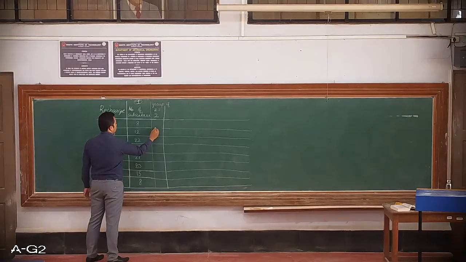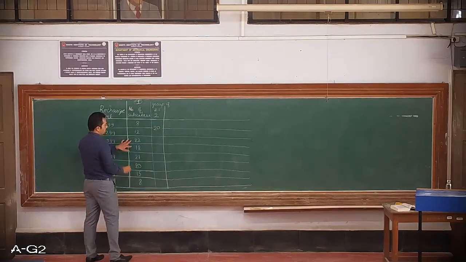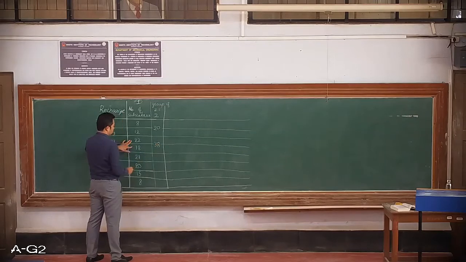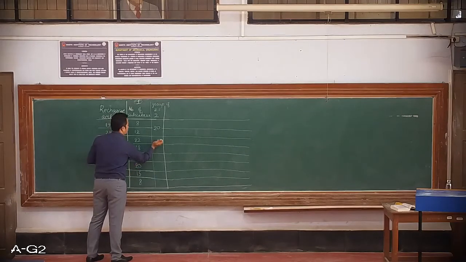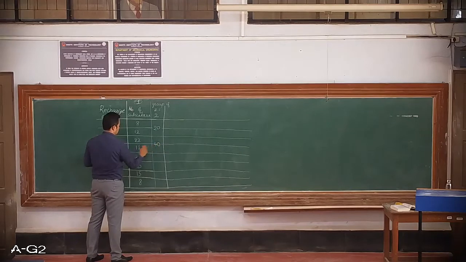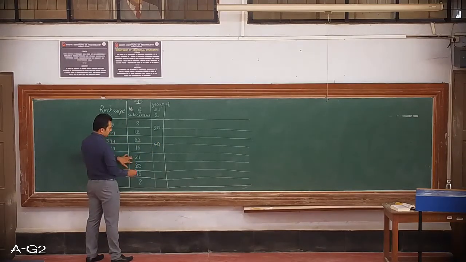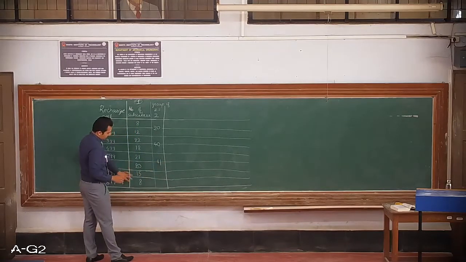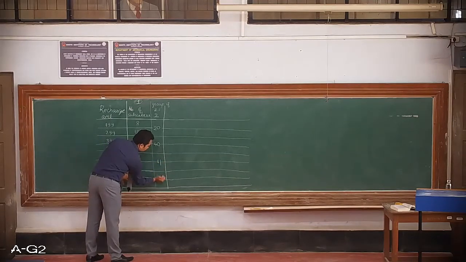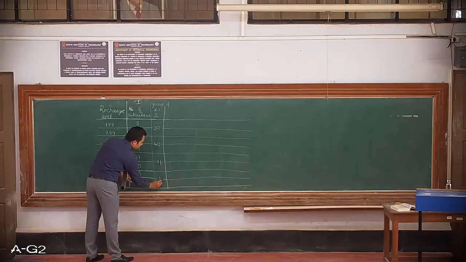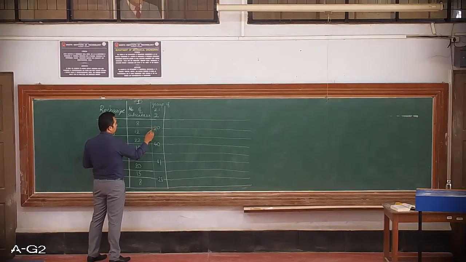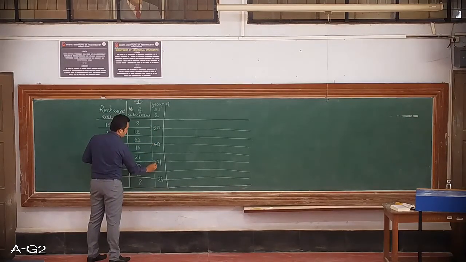So sum of these two is 20. Then the sum of these two gives me 38. This gives me 40. Then the sum of these two gives me 41. And the sum of the last two gives me 23. Alright. Okay, so this is how I have written the sum of numbers.